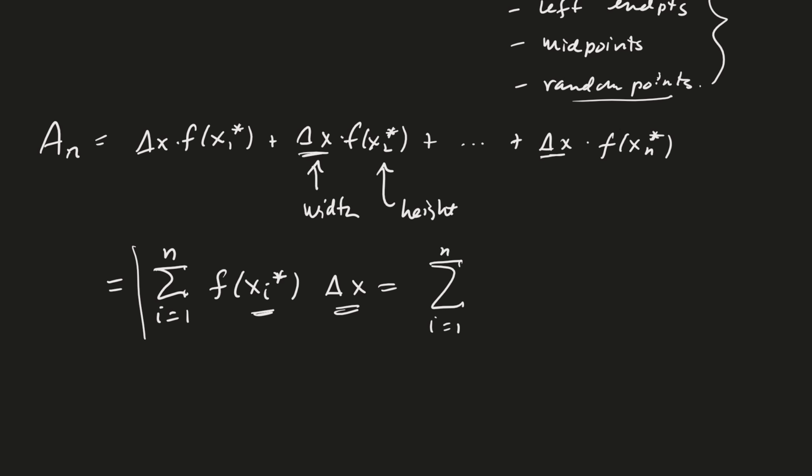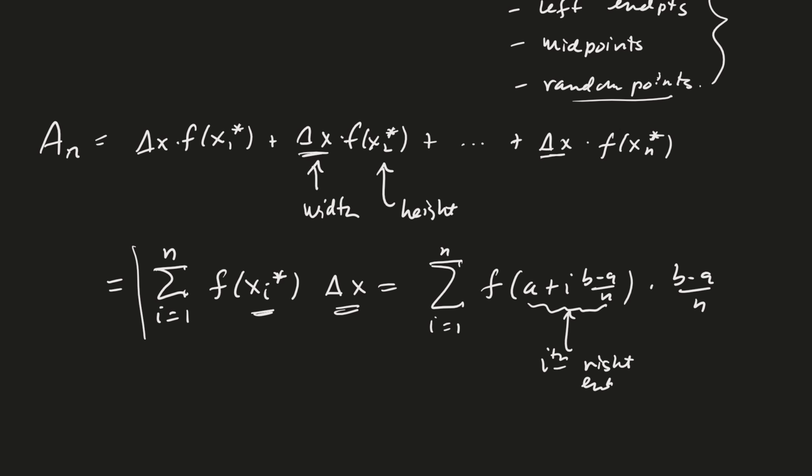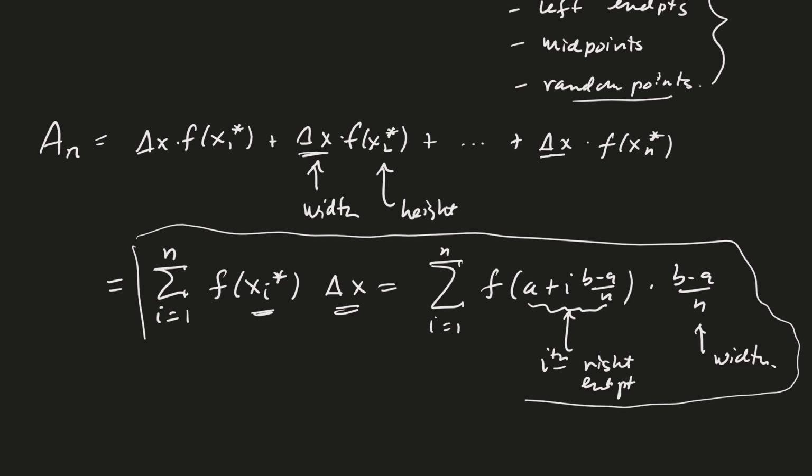On the interval from a to b using right endpoints, this is going to end up being f of a plus i times (b minus a) over n, times (b minus a) over n. And so this is going to represent the ith right endpoint, and this is our width. Okay, it looks like some pretty funky notation right now, but you'll get used to it once you start plugging in some numbers from different functions. Good.